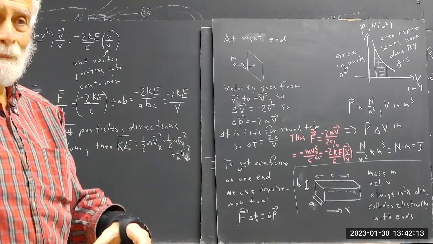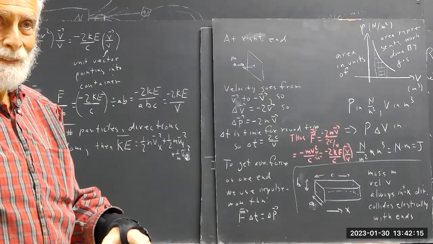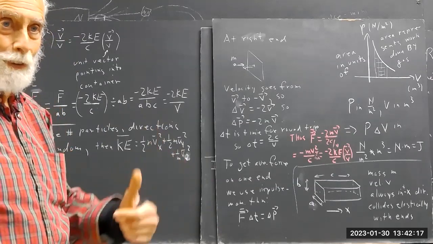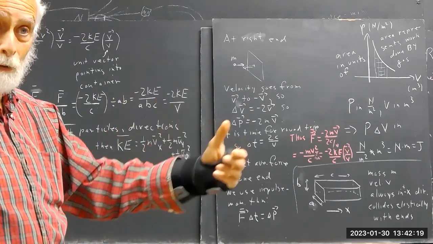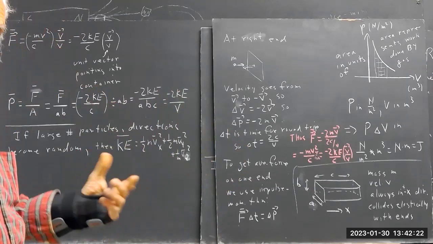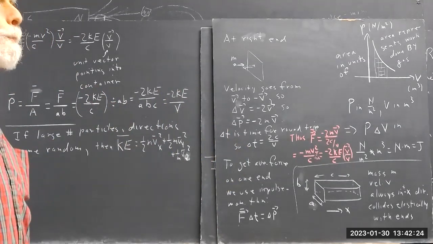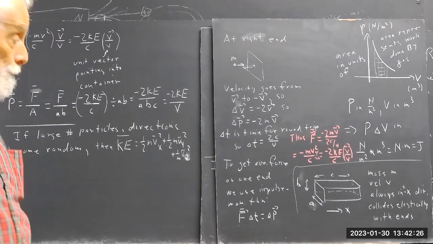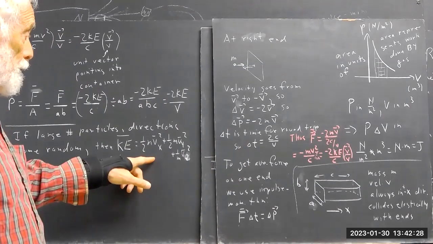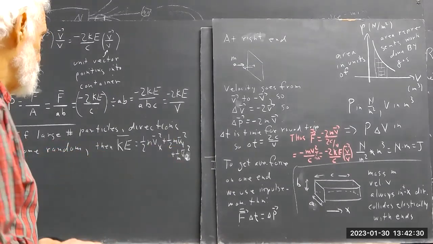And V squared, well, the Pythagorean theorem says V squared is just Vx squared plus Vy squared plus Vz squared. This gives you what's called the law of equal partition of energy. And the average kinetic energy is this.